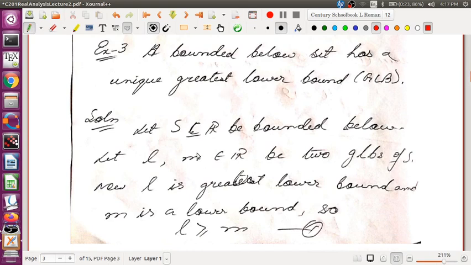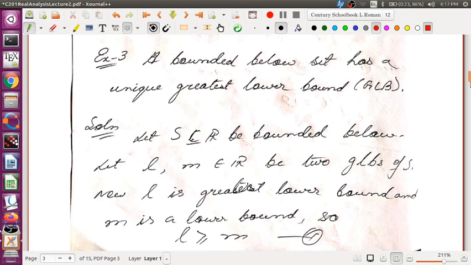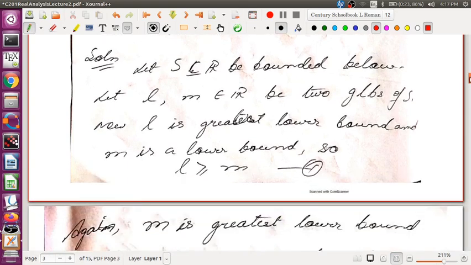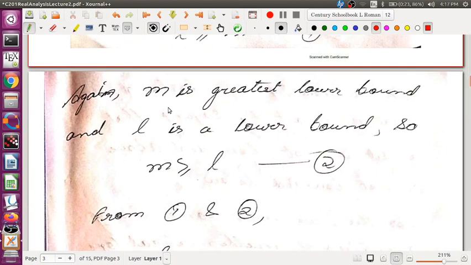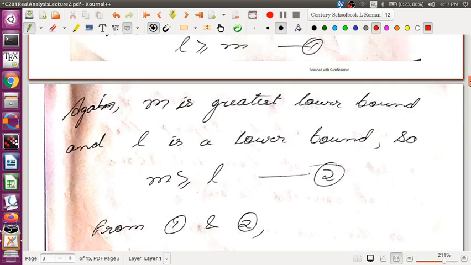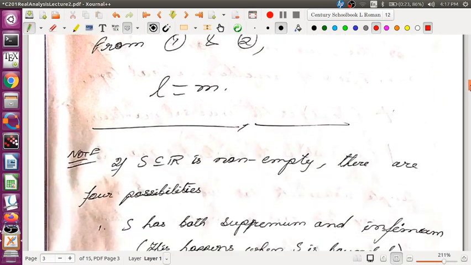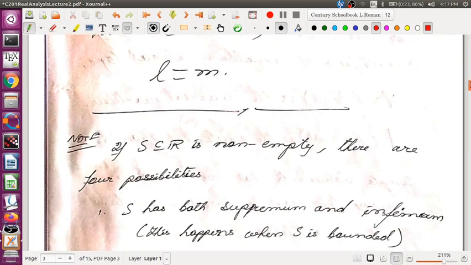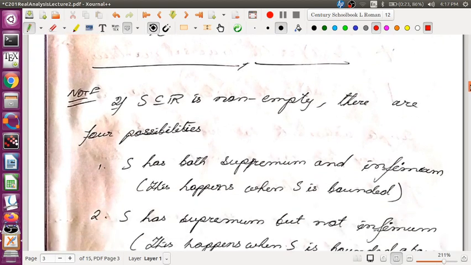So the proof is very similar to the earlier one. Let S be a subset of R which is bounded below. Let L, M belong to R be two greatest lower bounds of S. Since L is a greatest lower bound and M is a lower bound, L should be greater than or equal to M, right? Again, M is a greatest lower bound and L is a lower bound, so M should be greater than or equal to L, right? If you combine 1 and 2, then you will get L equal to M. So the greatest lower bound of a bounded below set is also unique, right?